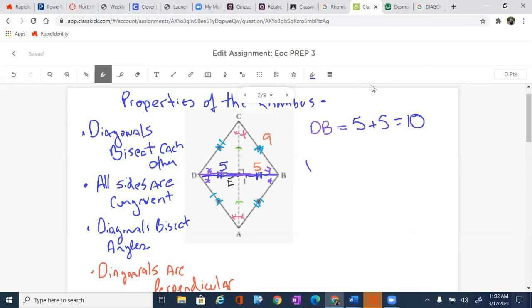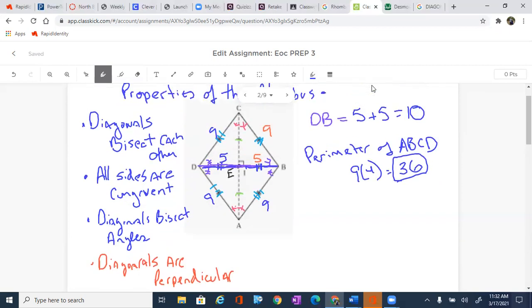Okay, if I was to ask for the perimeter of this rhombus ABCD, we know that all of the sides are equal to 9. So we simply say, okay, well, it's 9 plus 9 plus 9 plus 9, or 9 times 4. And we know that 9 times 4 is simply 36, which would be the total length all the way around.